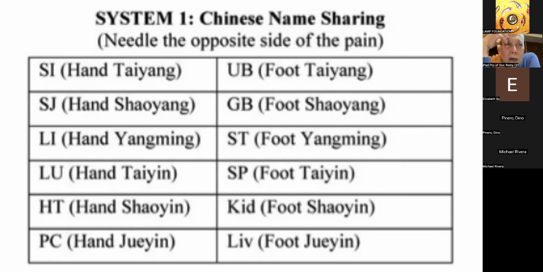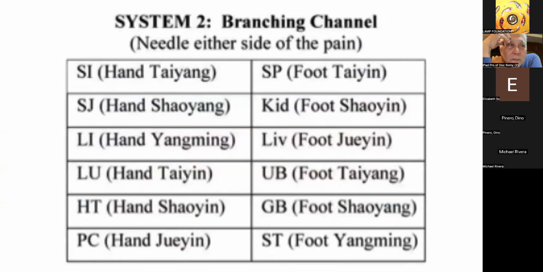Using the branching meridian, anong gagamitin mo? GB sabi mo ha, GB14. Heart. GB14? Heart 8. Okay. Heart ba talaga? Heart and System GB 2? Ayan na pala. Nakatitig na sa atin.